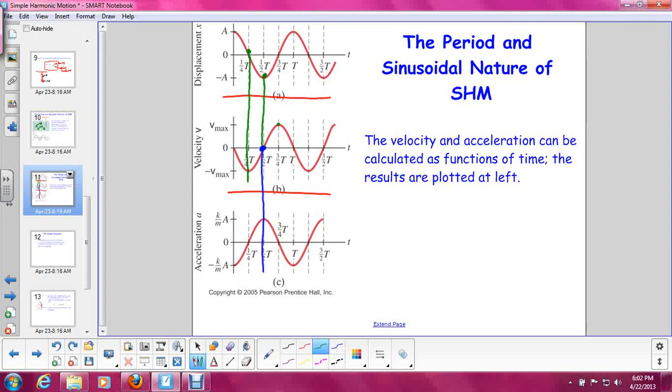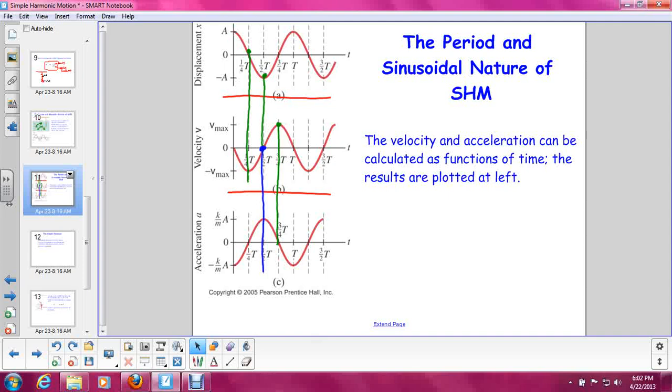When your object is moving as fast as it can right through the equilibrium point, it's just going to keep on going in one direction. So at that point, the acceleration is basically zero. It's traveling at a constant speed right through that equilibrium point. Once it passes that point, the speed is going to change a little bit, and that is where the acceleration comes in. But at that point, when it's crossing the equilibrium, the acceleration is zero.